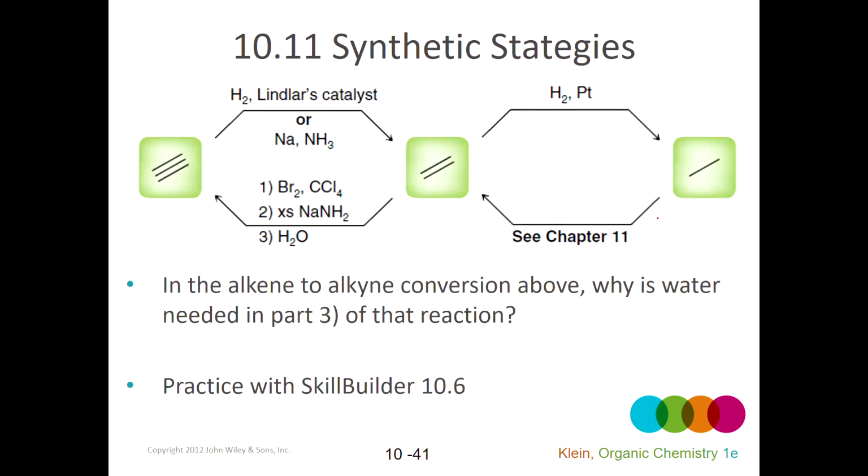So now we have almost every reaction we need to convert back and forth between any degree of unsaturation. From a fully saturated alkane to an alkene with 1 degree of unsaturation to an alkyne with 2 degrees of unsaturation.